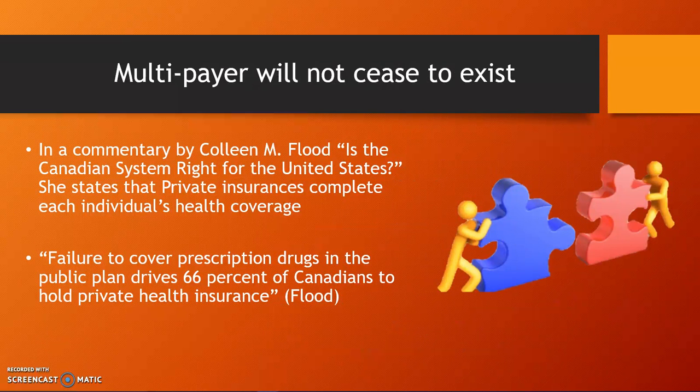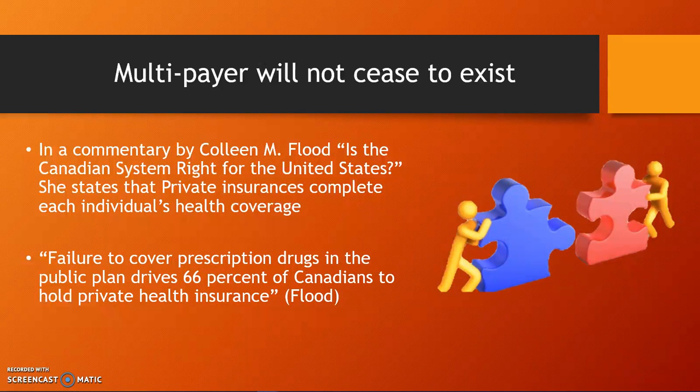Some people are afraid that once a single-payer system takes over, the multi-payer system will cease to exist, but this is not true. In a commentary made by Colleen M. Flood, "Is the Canadian System Right for the United States?", she states that private insurance completes each individual's health coverage, meaning you can still keep your multi-payer system around, it just might not be as effective or as large scale as it once was.